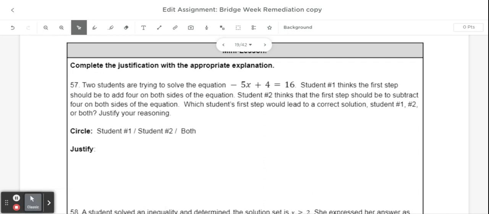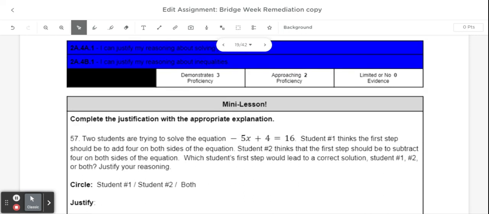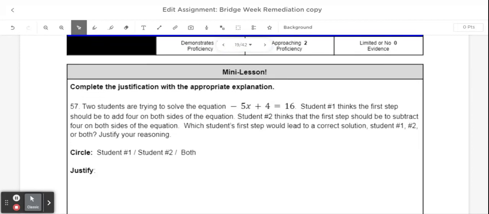Hi everybody, in this video we are going to be reviewing how to justify some of our reasoning. So how do you explain your thinking? What we're going to start with is talking about equations. So this problem says two students are both trying to solve this equation.